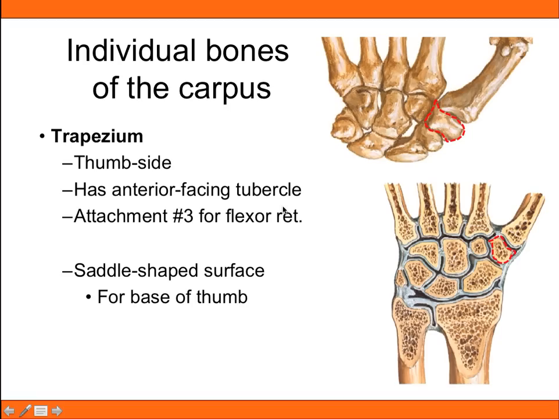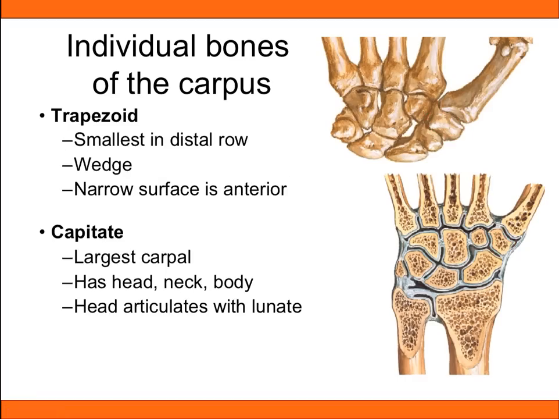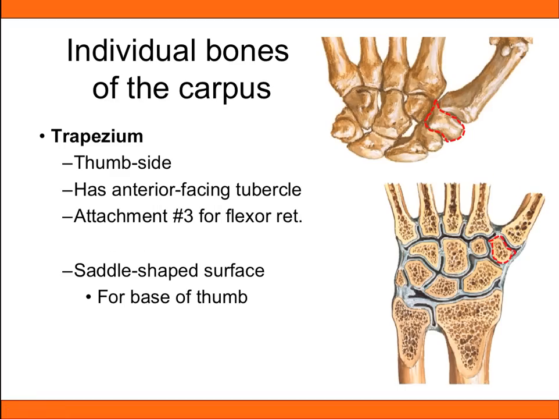Trapezium. The trapezium has a little tubercle here that faces toward the anterior or palmar surface of the hand. It has an attachment for the flexor retinaculum. You can see on its lateral surface that we have a little concave shape there. And we can see that the base of the first metacarpal of the thumb has a little convex shape there.